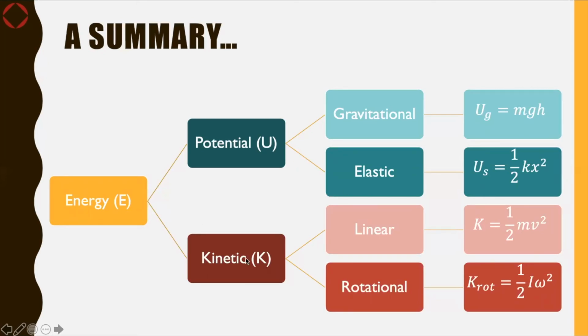Also, we can have kinetic energy in two or more forms. This is just an example, linear or rotational. For linear, we use 1/2 mv squared. For rotational, we use 1/2 I omega squared. For this topic in specific, we will be using gravitational potential and linear kinetic. Those are the two most important for this lecture.